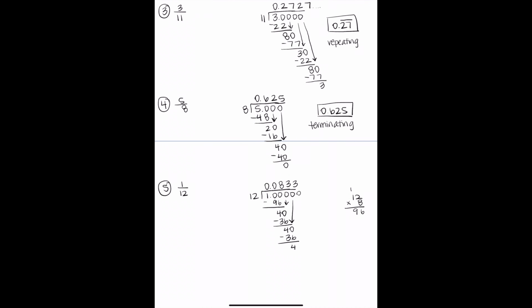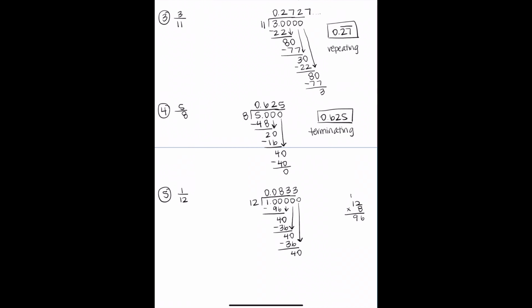If we bring down another 0, it's again going to be 40. 12 goes into 40 3 times, right? 12 times 3 gives us 36. We'll have a 4 left over again. And we can tell now that that 3 is going to repeat forever. So our answer for number 5 is going to be 0.83, but the bar is only going to go over the 3 because that is the pattern that is repeating. And we would obviously classify our answer as a repeating decimal, right?